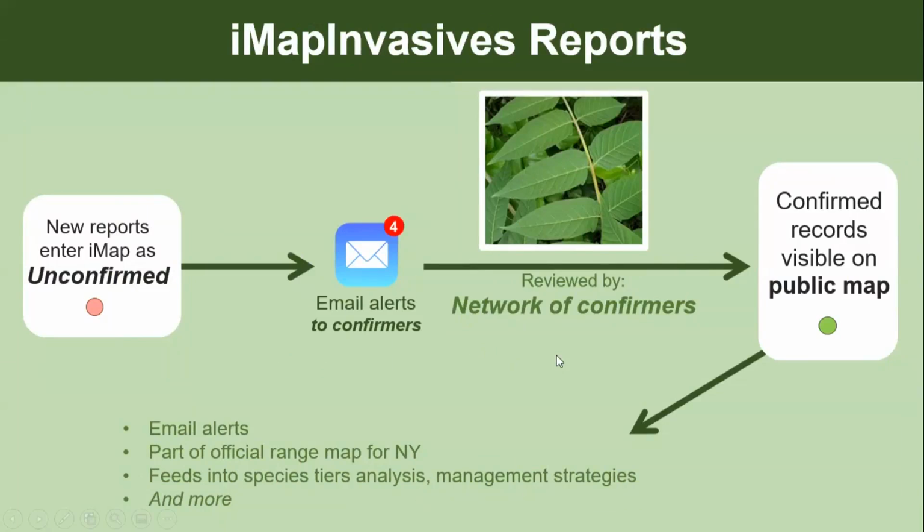And so it's really important to have a nice photo where you can very clearly see the identifying features. For example, this tree of heaven photo, you can see those rounded teeth at the base of the leaves. So that makes it very easy to confirm. And then those records become part of the official distribution for that species. So email alerts will go out. They'll be part of the official range map for the state. They feed into regional analyses, which influence management strategies and more.